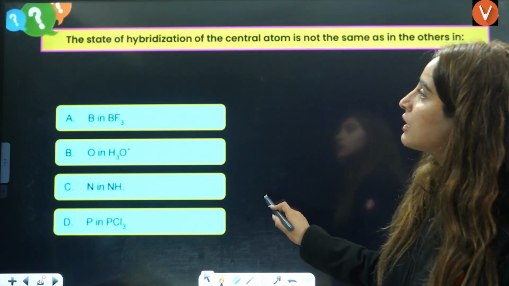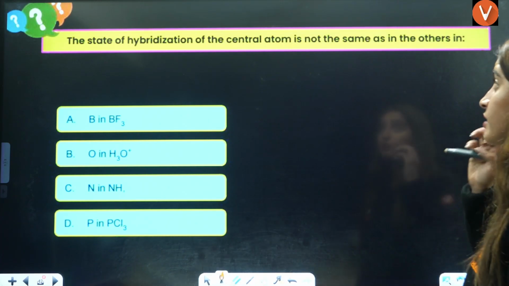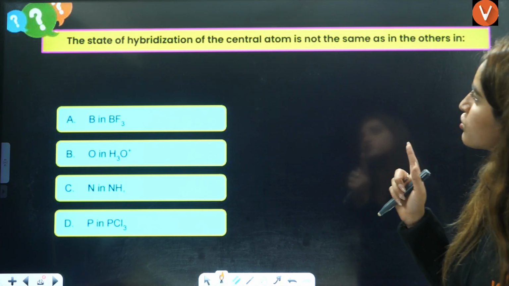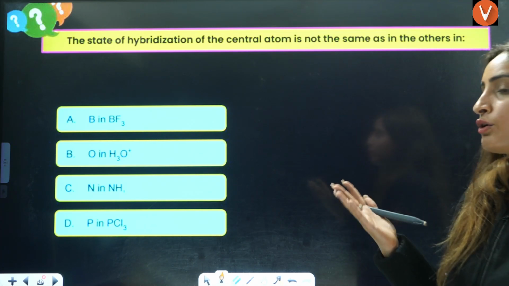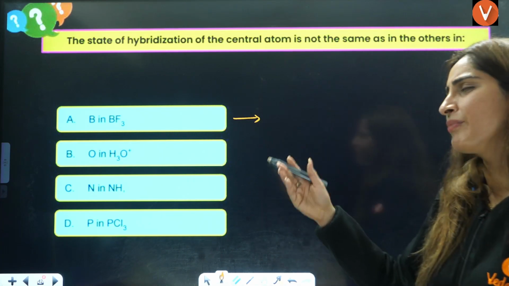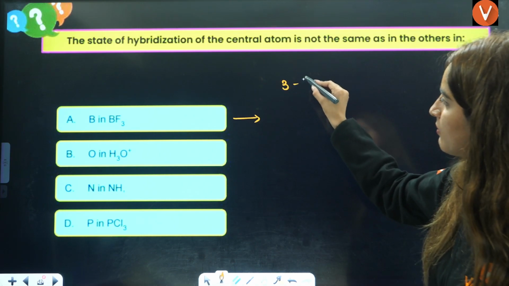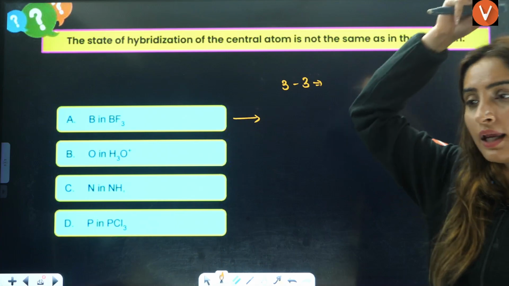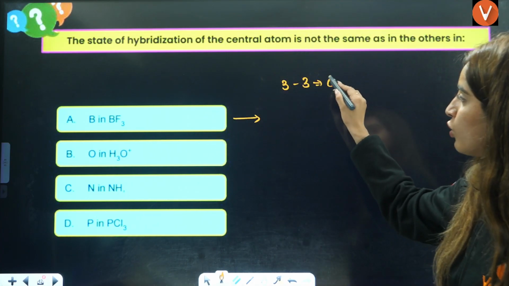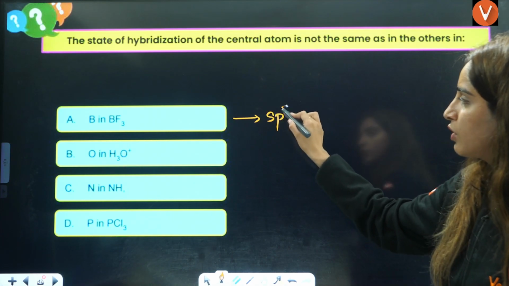Next question is, the state of hybridization in the central atom is not the same as in the others. You have to see the state of hybridization here. In boron, same thing. Boron belongs to group number 13, that means 3 outermost electrons, 3 bond pairs, and 0 lone pairs. Lone pair plus sigma bonds is 3. So it is sp2. Okay.